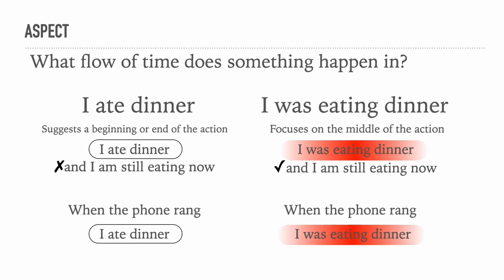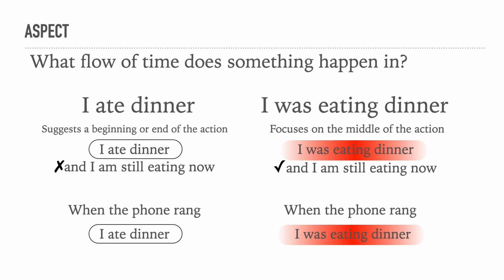Aspect, however, is something that we don't really talk about at school, at least when I went to school. We don't really discuss it or have a concept of it, broadly speaking, in general society, like we do tense. But English has aspect as well. So when we're looking at aspect, we're asking the question, what flow of time does something happen in?